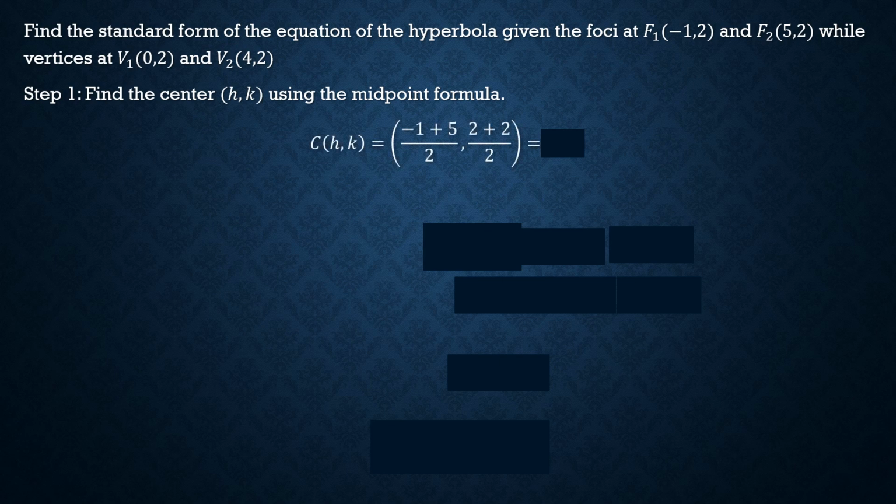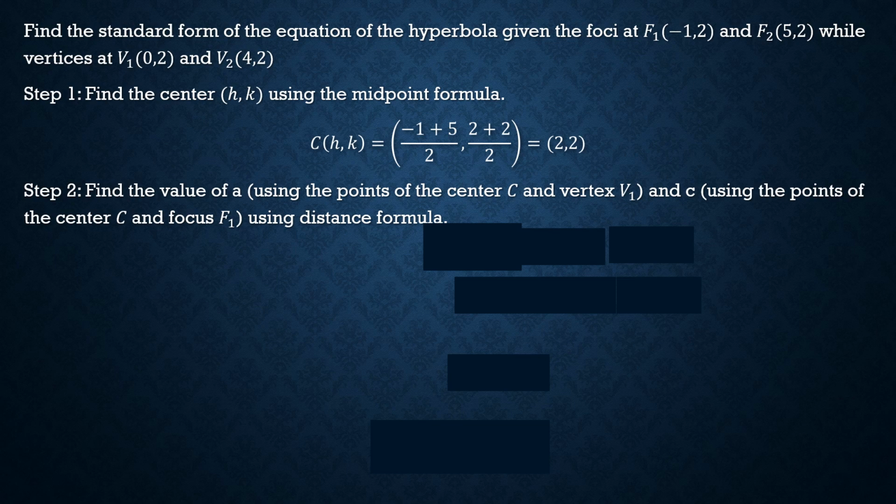So, yung negative 1 at saka 5, yan yung mga x ng foci. And we have 2 and 2, yan yung mga y ng foci natin. So, ang sagot dito, negative 1 plus 5 is equal to 4. 4 divide 2 is 2. Okay, so 2 plus 2 divide 2, the answer is 2. So, ang center natin is at 2, 2. Okay, meron na tayong center.